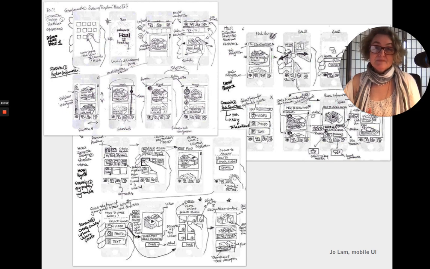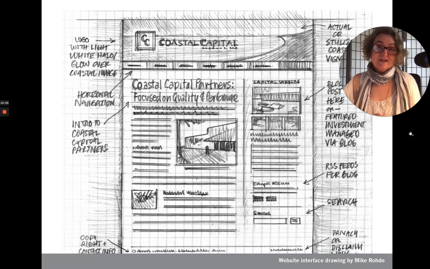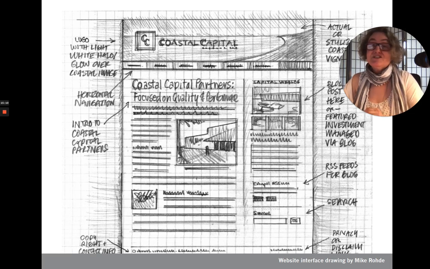Again, Joe Lamb. Check out his website. Awesome, amazing work. More Joe Lamb UI. And then finally, Mike Rohde. He is the famous author of the Sketchnote Handbook. If you're familiar with the Sketchnote Handbook, he is also an amazing designer. And if you haven't heard of the Sketchnote Handbook, you're going to want to pick that up.